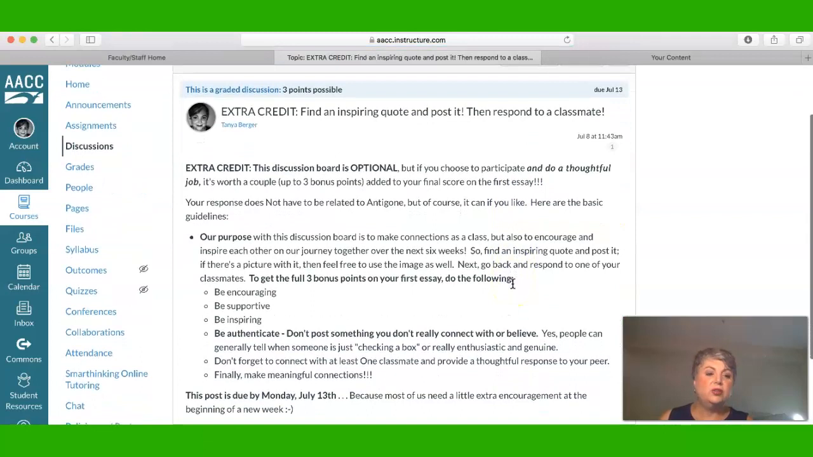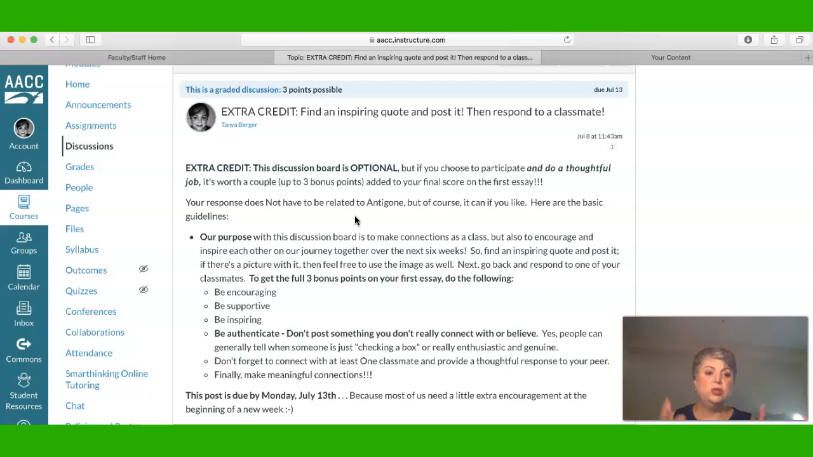All right, here's an extra credit opportunity. Okay, it is optional. It is extra credit. Find an inspiring quote and post it, then respond to a classmate. So it's a discussion board, doesn't require lots of intense research. It doesn't necessarily have to relate back to Antigone, but it can if you want. This is just kind of a fun and engaging discussion board, another chance to connect with your classmates, and it's due Monday, July 13th.